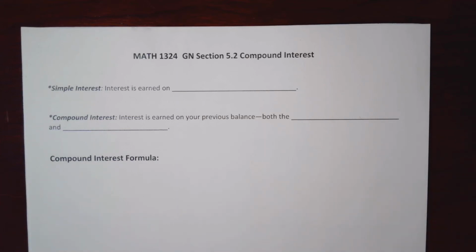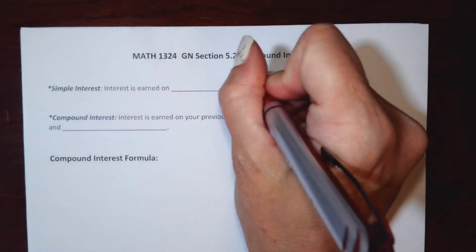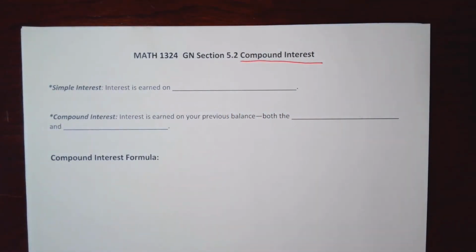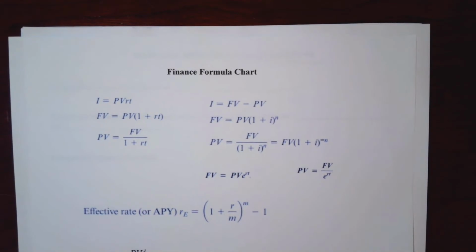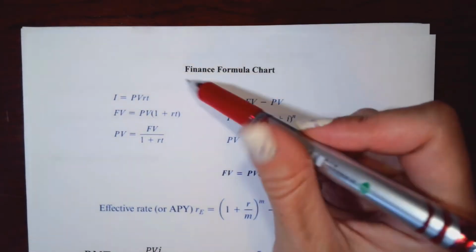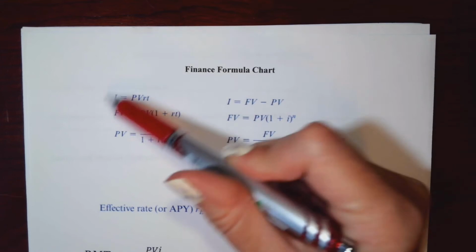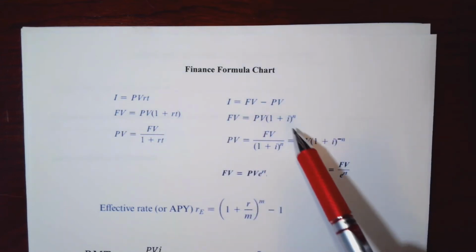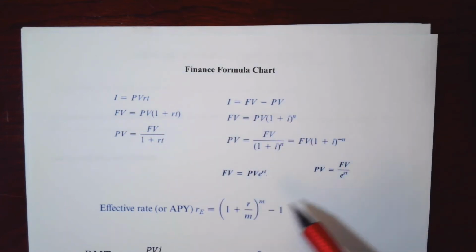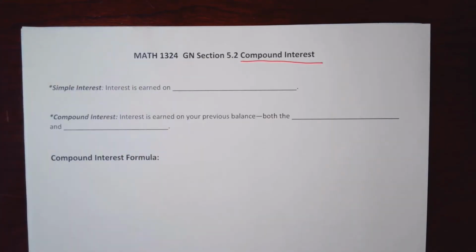Okay, back for section 5.2. We move on from simple interest to finding compound interest. Again, finance section, a lot of calculator math, and you should have your finance formula chart handy. Here were our simple interest formulas. Over here, we're going to move on and start using our compound interest formulas.